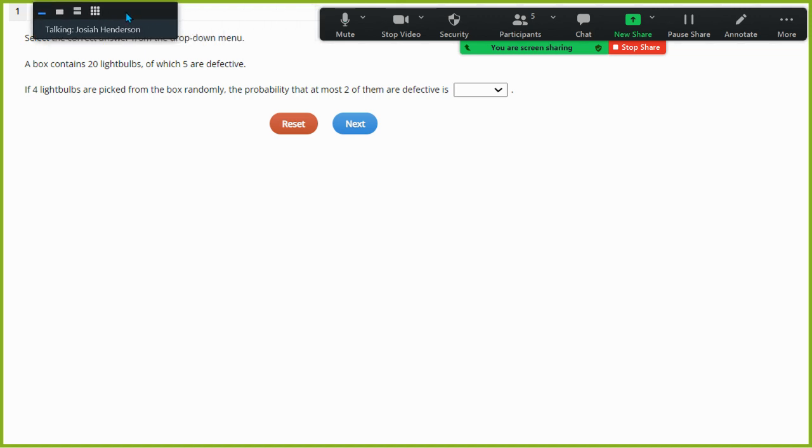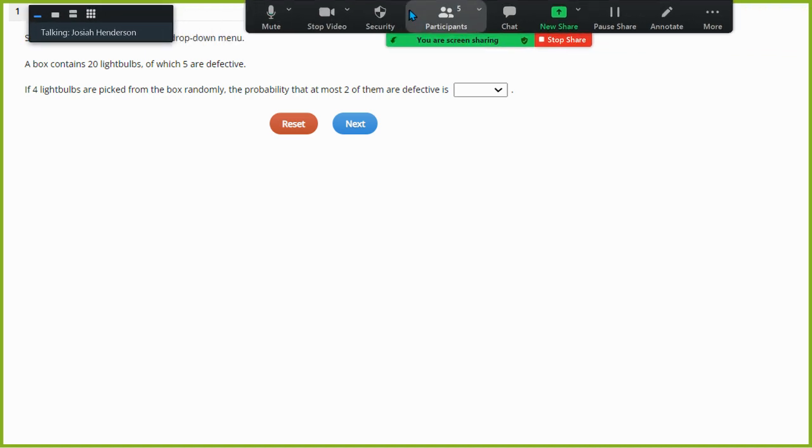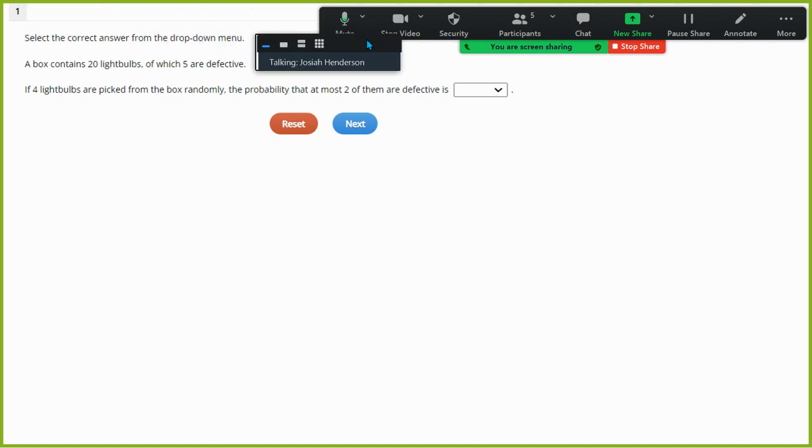This one we should do together. There's a couple problems in the mastery test that are going to be similar to this one, so I wanted to walk through this one with you guys. If you get one that's like it, it'll be done the same way. From the beginning, a box contains 20 light bulbs, of which 5 are defective. If 4 light bulbs are picked from the box randomly, the probability that at most 2 of them are defective is what?